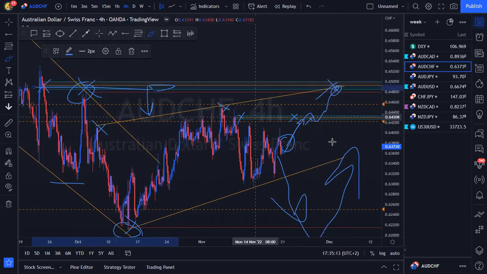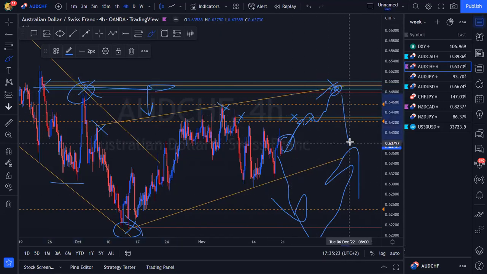So otherwise, for Aussie Swiss franc, I would say we're more bearish than bullish just because of this overall structure. So let's just put a purple tag there. I think things are getting a little bit hot, so this will be an important pair for us to look at next week. Otherwise, we're bearish here. You guys can already see.